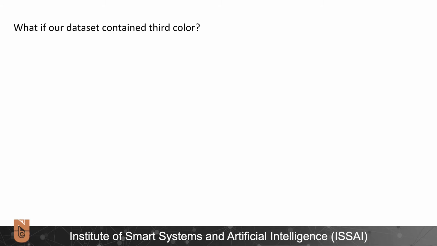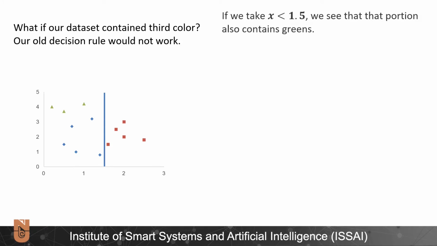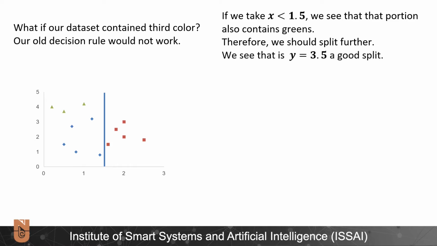What if our dataset contained a third color? Our old decision rule wouldn't work. If we take x smaller than 1.5, we see that this side contains greens. Therefore, we should split further. Visually, we can see that y equal to 3.5 is a good split.